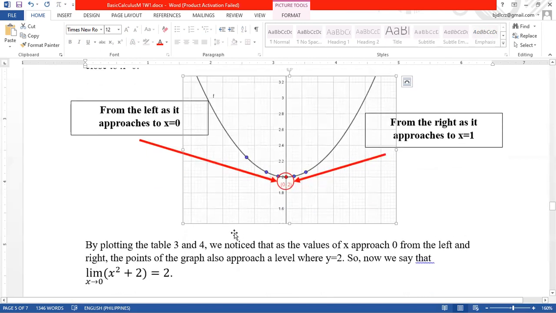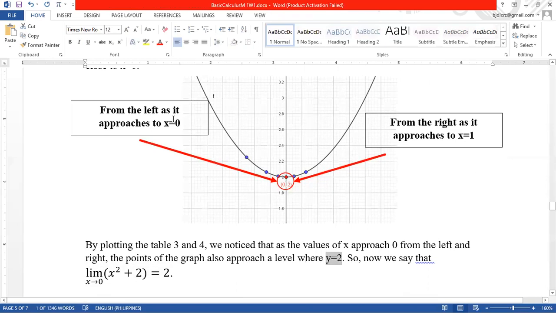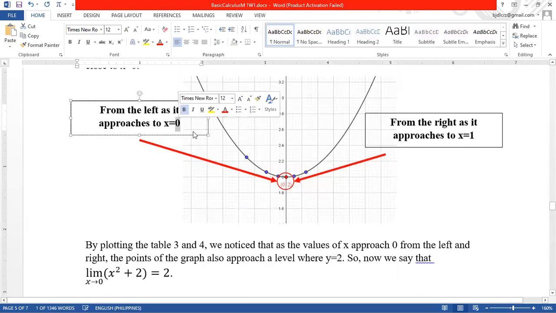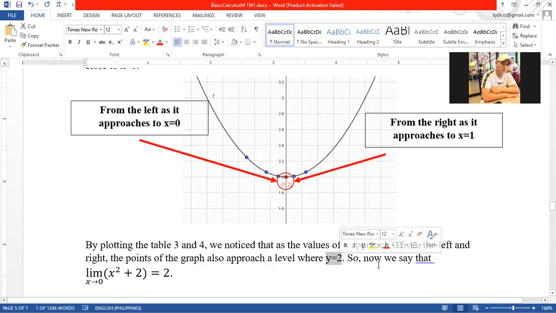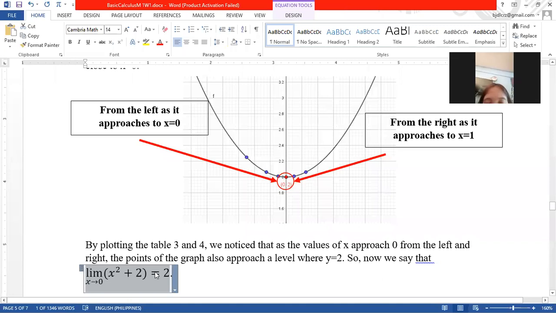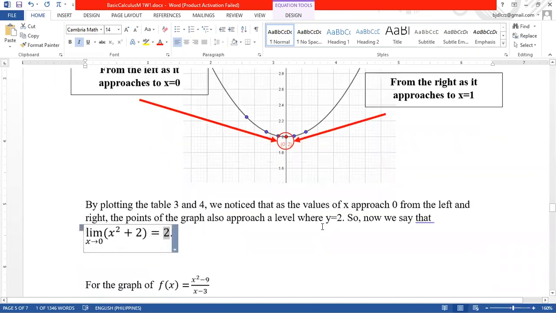So by plotting the 3 and 4, we notice as the values of x approach 0 from the left and right, the points of the graph also approach a level where y is equal to 2. So kung nag-approach siya sa left, paingon sa 0 ang iyang x, iyahang y is equal to 2. So we now say that the limit of x squared plus 2 as x approaches 0 is equal to 2. Makita na ninyo, inag-i-graph ninyo ito ang mga gipang solve na sa table of values.